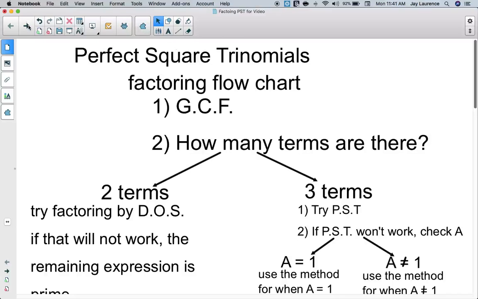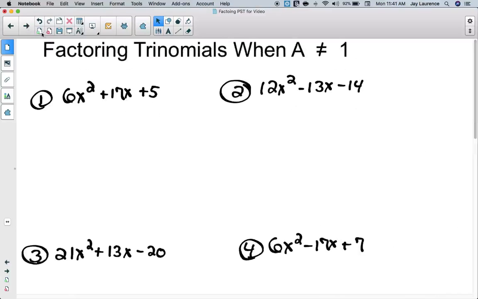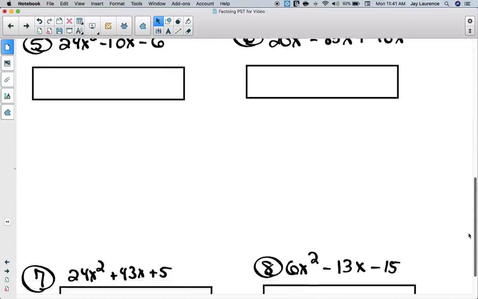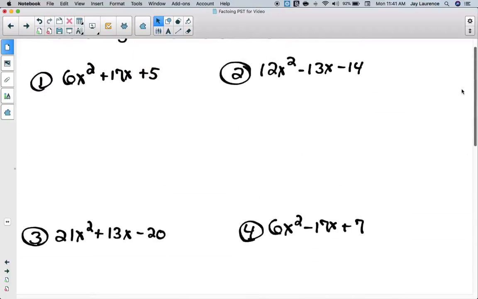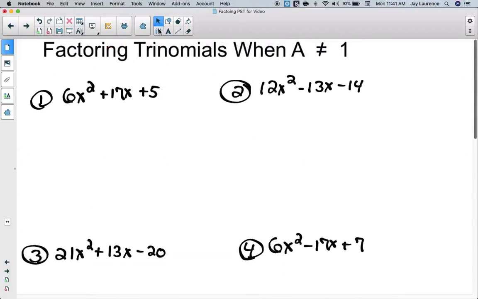All right. So we're going to talk about trinomials when a is not 1. And I will do a couple problems for you. And then I have 4 for you to try. Okay. So I'm going to get started here.